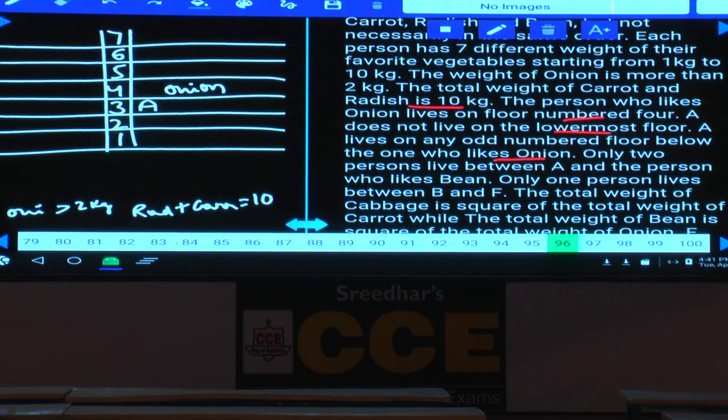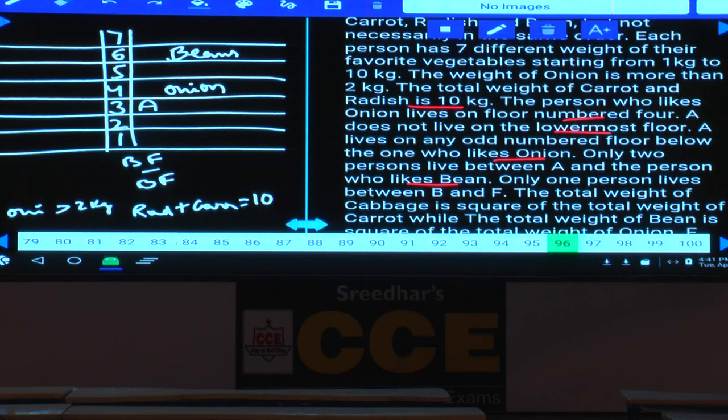Only 2 persons live between A and the one who likes beans. Where should the person who likes beans be? Is the person staying on the 6th floor? Because only 2 persons live between A and the one who likes beans. And only 1 person lives between B and F. Now between B and F there must be exactly 1 person.